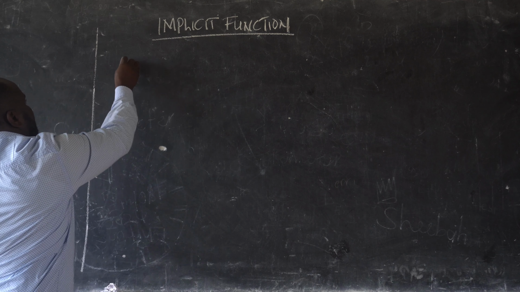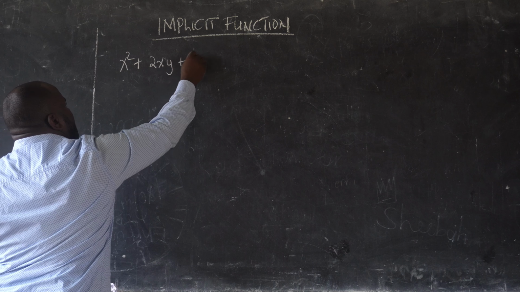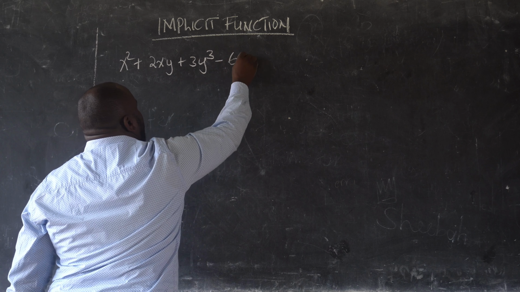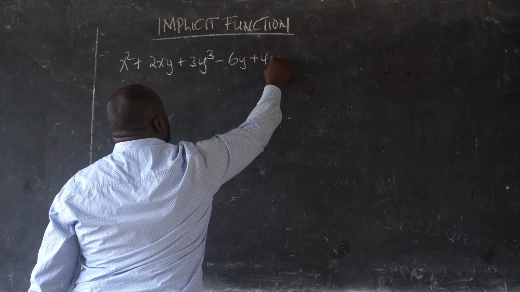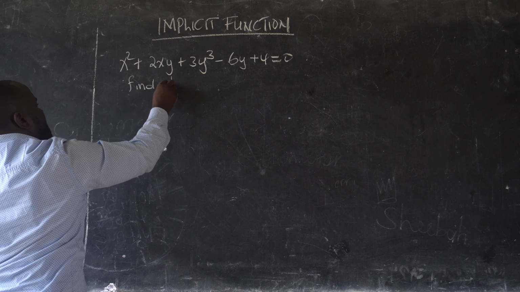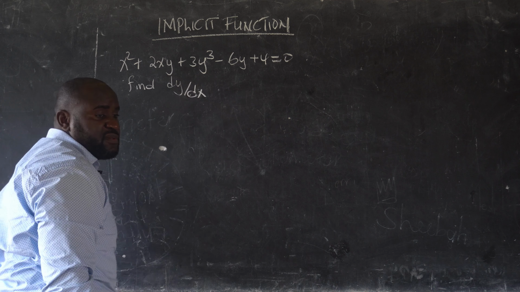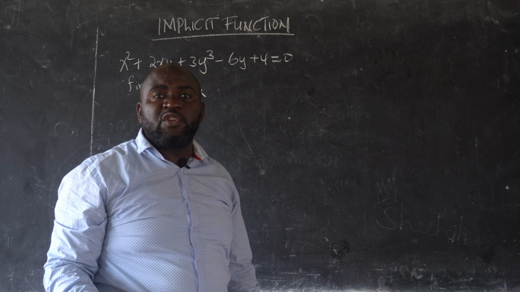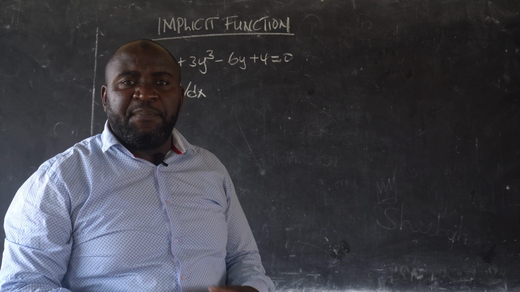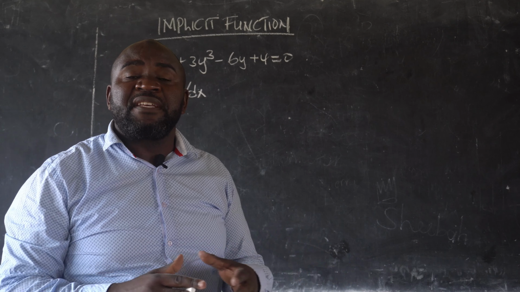a function of the kind x squared plus 2xy plus 3y cubed minus 6y plus 4 is equal to 0, and they can ask you to find dy of dx of such a function. So in actual sense, they're asking you to differentiate this function, which is an implicit function. An implicit function is one which has got terms of x and y mixed together.